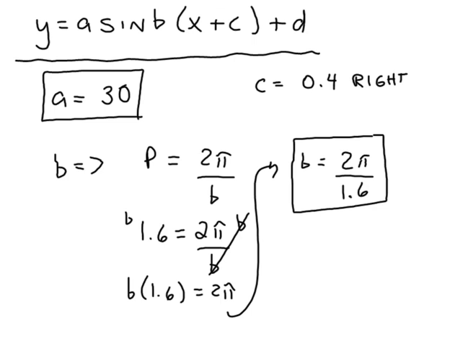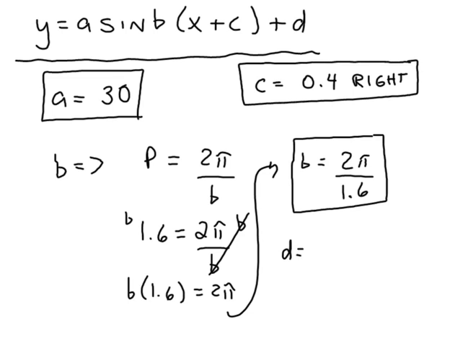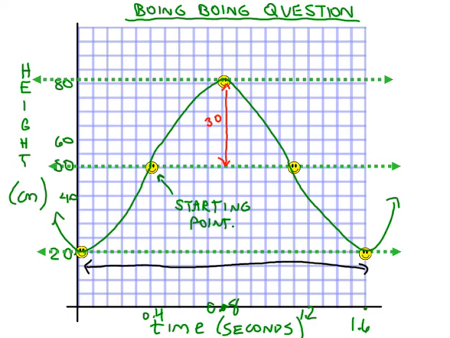And the D value, which is our midline value or vertical shift up or down, this central axis has moved 50 units up. So 50 units up would translate into a vertical shift up 50. So the D value would be 50.